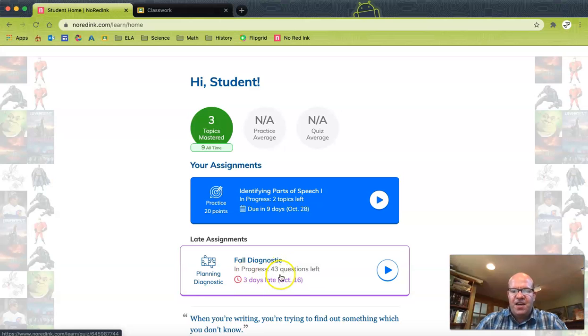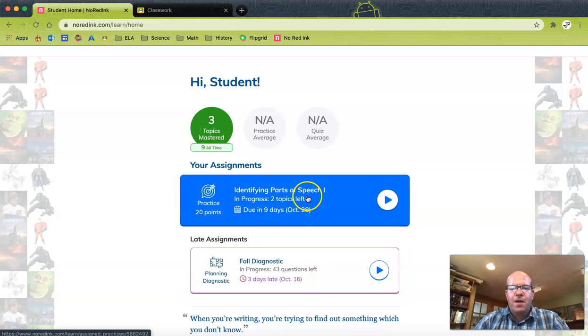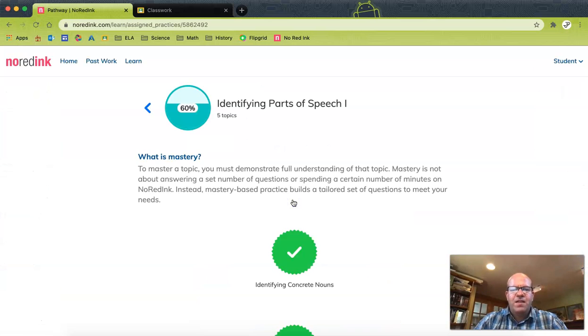So for example, the fall diagnostic was due last week. It looks like I have 43 questions left. That would be something I could work on in the future, but I'm going to focus on this one. This is what we have to do: identifying parts of speech. And when I open this, you'll see that I'm 60% through it. I've been modeling it through 4 classes today, but let's look at what's important here.